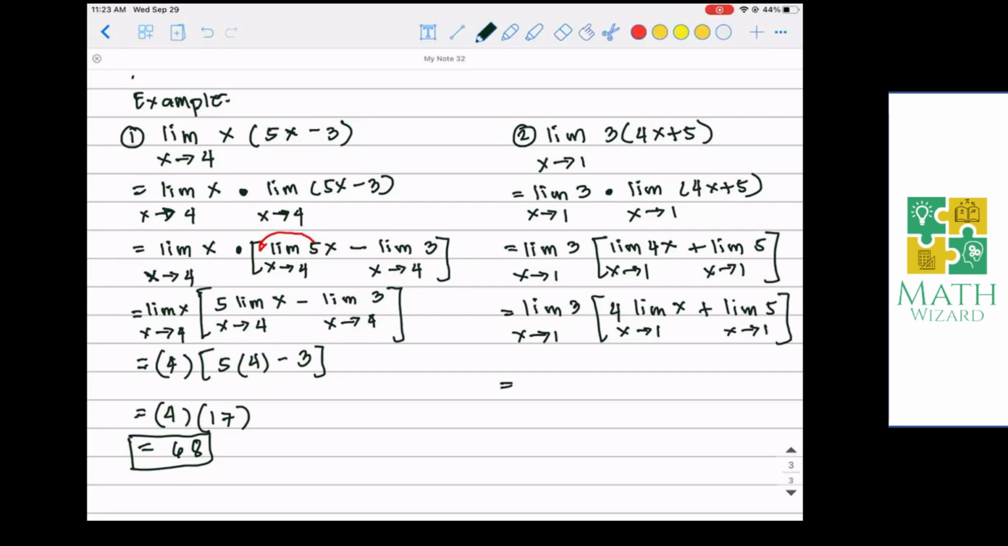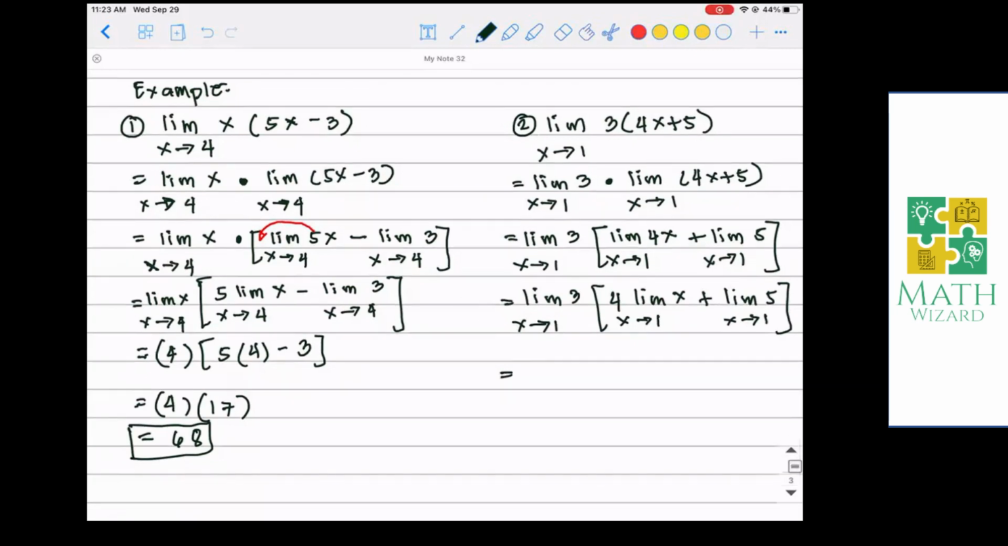So this becomes, copy lang muna, the limit of 3 as x approaches to 1. And then this becomes 4, limit of x as x approaches to 1, plus the limit of 5 as x approaches to 1. So this becomes getting the limit of 3. That is, the answer is 3. Kasi yung function, it's constant itself. And then we have 4 times 1 plus 5. Tama ba? Sagot ko. Oh, tama. So this becomes 3. And then 9. Kaya ang final answer natin ay equal to 27.